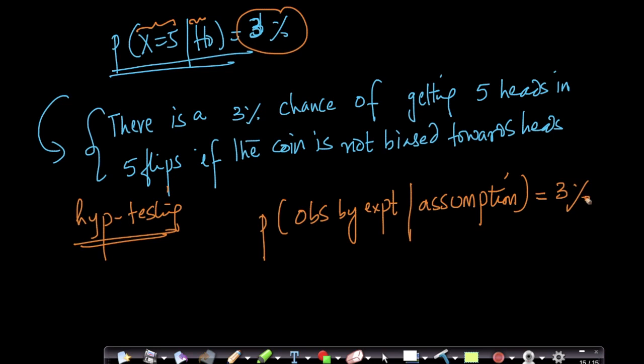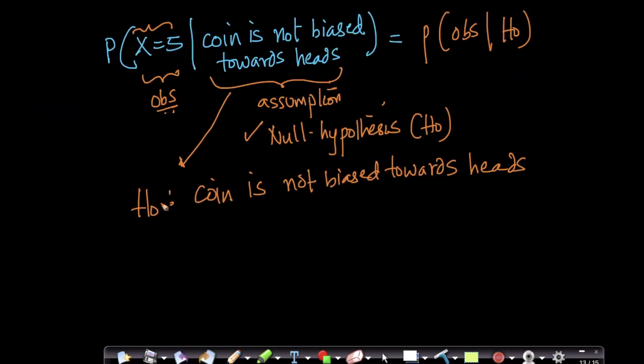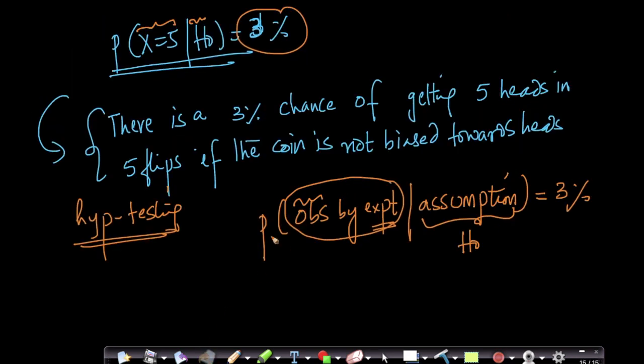Let's try to understand it this way. I performed the experiment once and I observed a value. What was my observation? That x equals 5. The probability of this observation by performing the experiment, if our assumption or null hypothesis is true, what is our assumption? Our assumption was the null hypothesis. If you see here, we assume that the null hypothesis is true. So the probability of the observation given the assumption is 3%, which seems quite low, right?